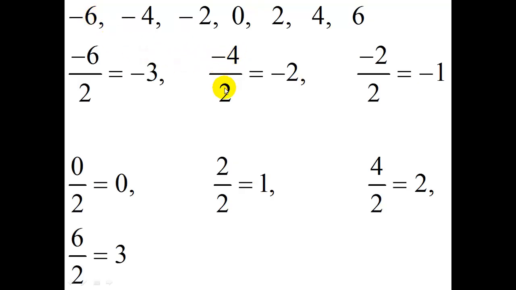When we divide minus 4 by 2, the answer is minus 2. No remainder. When we divide minus 2 by 2, we have minus 1. When we divide 0 by 2, we have 0. 2 divided by 2 equals 1. 4 divided by 2 equals 2. And 6 divided by 2 equals 3. So when we divide even numbers by 2, it leaves no remainder, as shown by the illustration we have here.